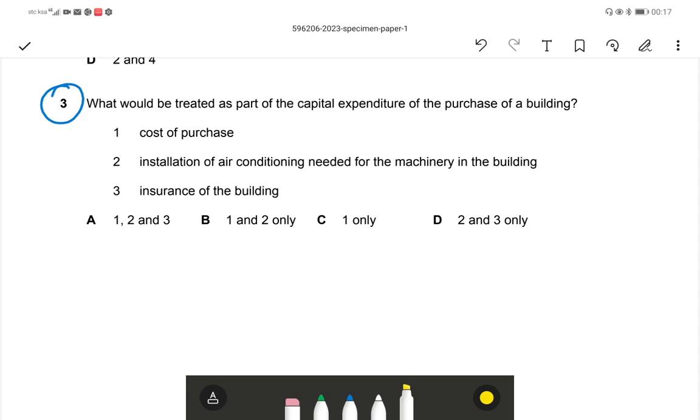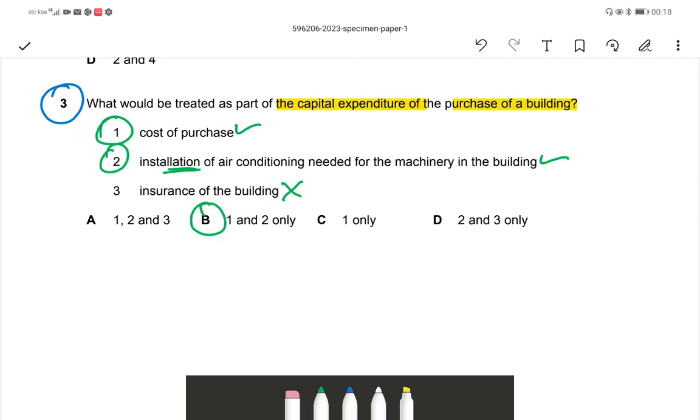What would be treated as part of capital expenditure on the purchase of a building? Capital expenditure means the business spends money on a non-current asset. The first one, cost of purchase, correct. Then installation of air conditioning needed for the machinery in the building. Installation cost is also correct. Insurance is revenue expenditure. So 1 and 2, option B is the correct answer.